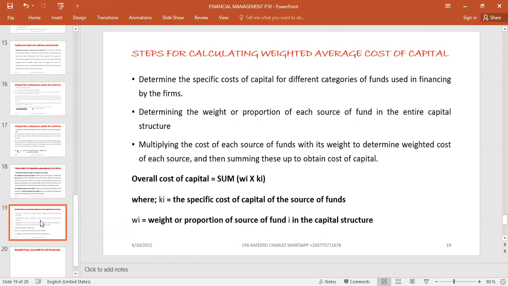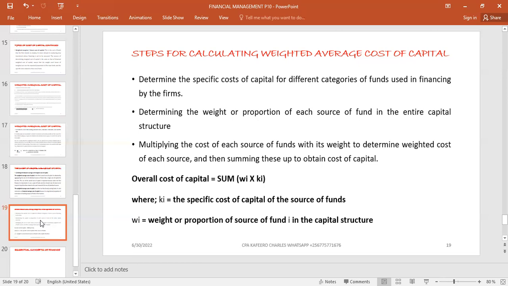Secondly, we determine the weights. How do we get these weights? It's like the way I told you before. Let's say the overall capital was 100 million, but within the 100 million, we got 50 million from equity, from the shareholders, and we borrowed 20 million in debt, and we had retained earnings of, let's say, 30 million.